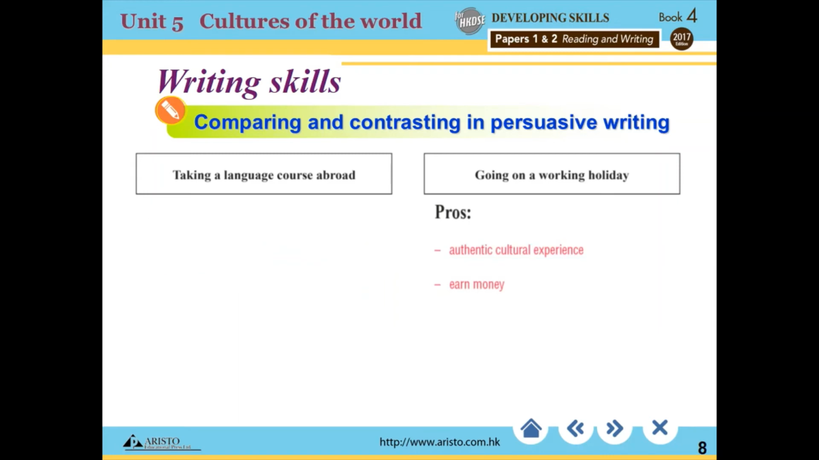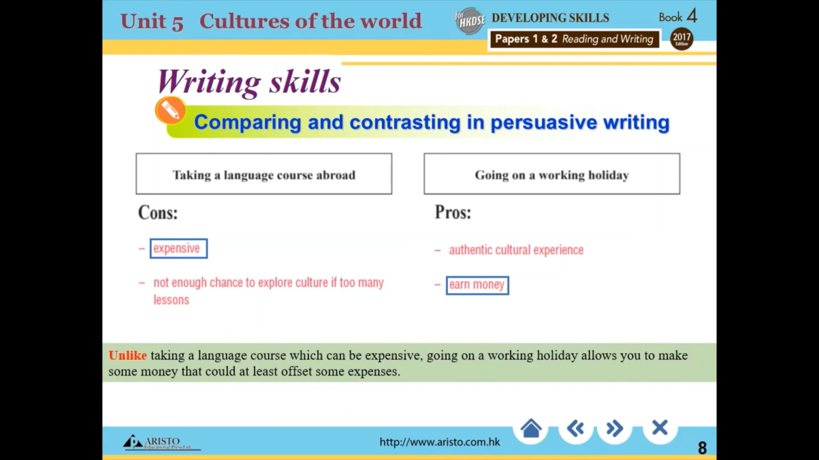Obviously, you'll also have to list out some cons for each of the options. So here are some cons of taking a language course abroad, and this time we'll look at these cons and the pros of going on a working holiday we have seen earlier. If you look at these, you'll notice that two of them actually have to do with money. So this time, you can contrast these and explain to Sam that one of the options is less expensive than the other, and is perhaps a better choice if he has a limited budget.